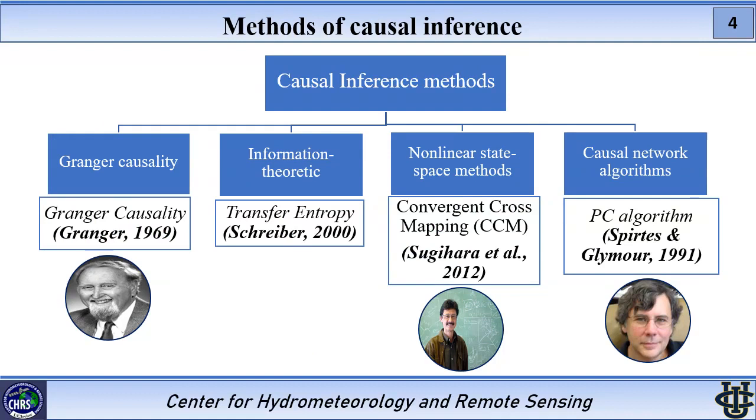So there is a plethora of causal inference methods, and the list I'm showing here is by no means inclusive. However, it shows a broad classification of the methods that we have. So there is Granger causality, which is perhaps the earliest and most fundamental. Then there is transfer entropy, which is the information theoretic analog of Granger causality, and convergent cross-mapping, which is based on theories of nonlinear state space, and then the PC algorithm, which is a perfect archetype of causal network algorithms.